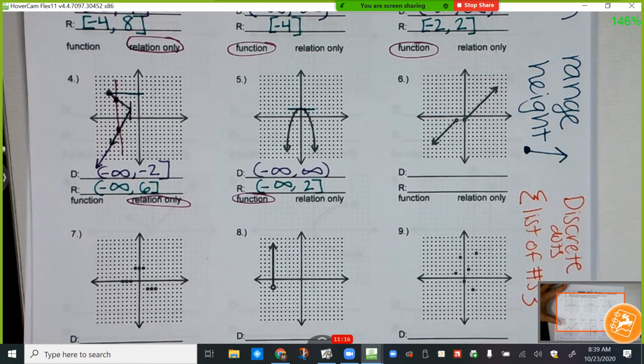Okay, so here's where things start to get a little weird. And they're not as simple. They're still not hard, but there is a little more thought to it. Okay?